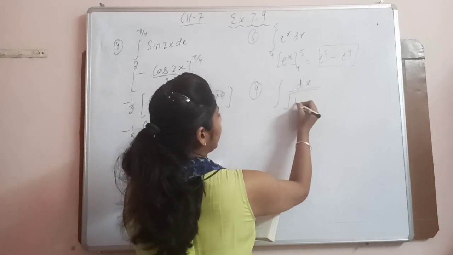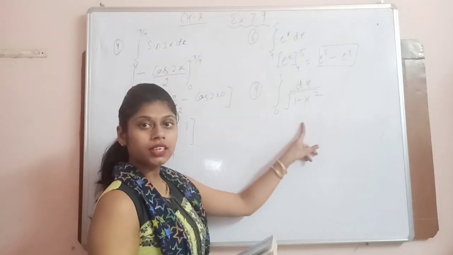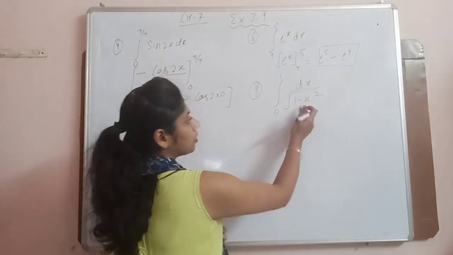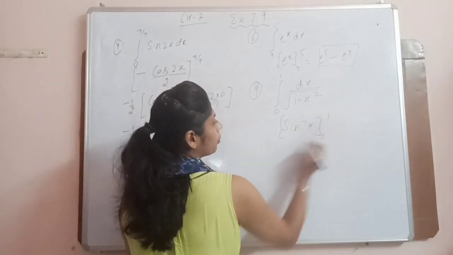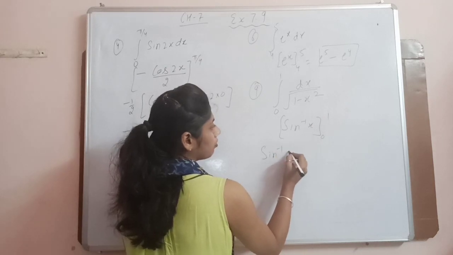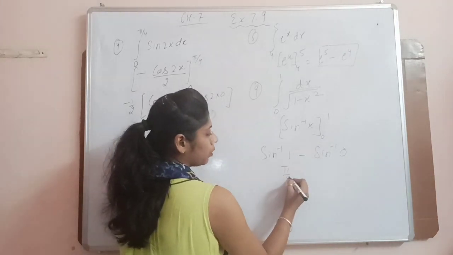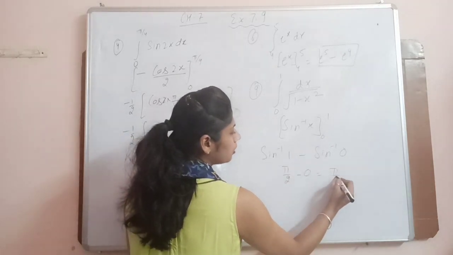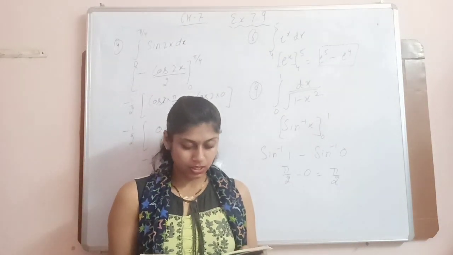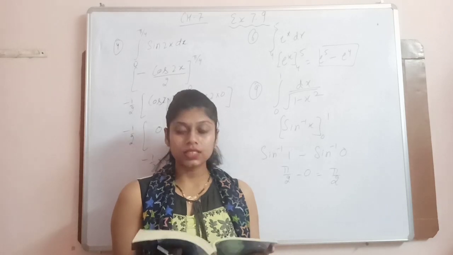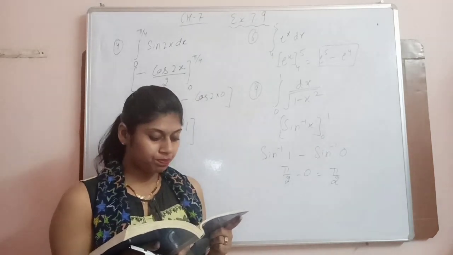Under root 1 minus x square. What is the integration of this? It is sine inverse x. We will apply the standard result. Now put the limits: sine inverse 1 minus sine inverse 0. Sine inverse 1 is pi by 2, and sine inverse 0 is 0. So we get the answer pi by 2. Clear? So in this way you can take the integration. All the questions are the same. Next we will do question number 13.